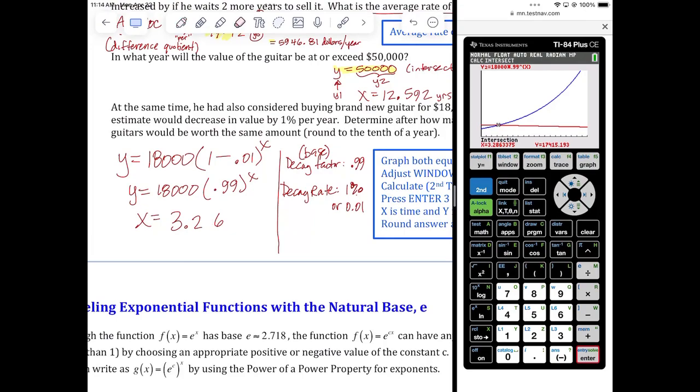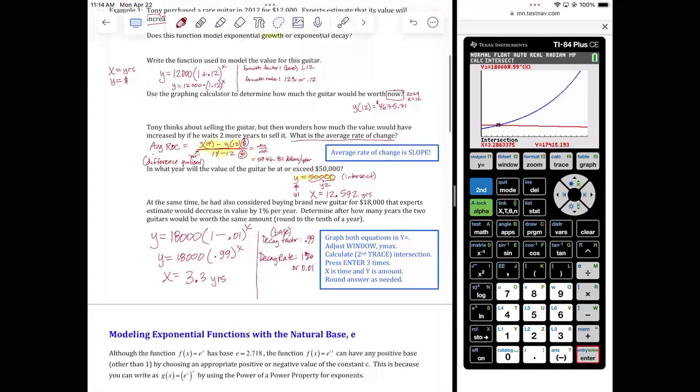I guess I should follow instructions. So 3.2, or if you round, 3.3. So 3.3, and what are the units on x? Years. So you can put YRS. There you go. This is good analysis.